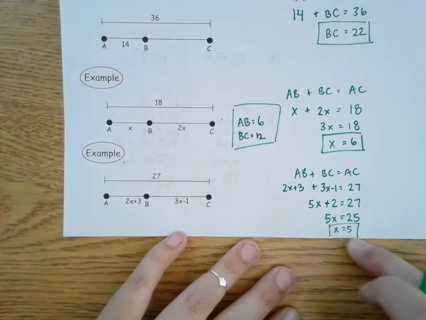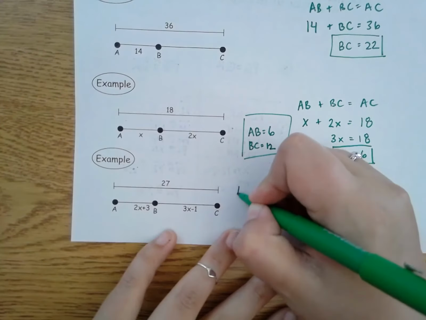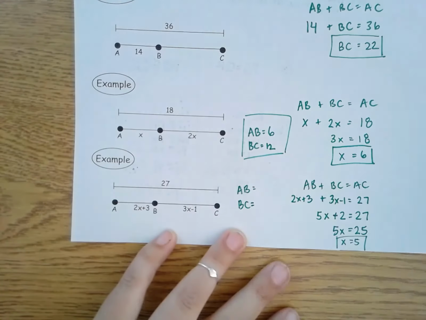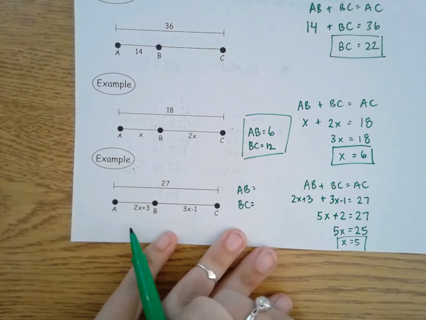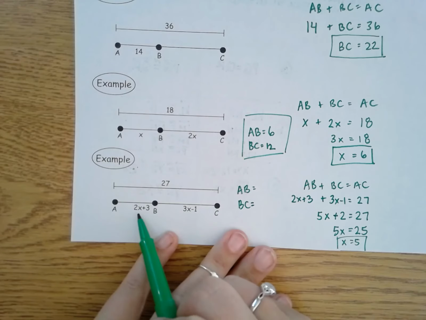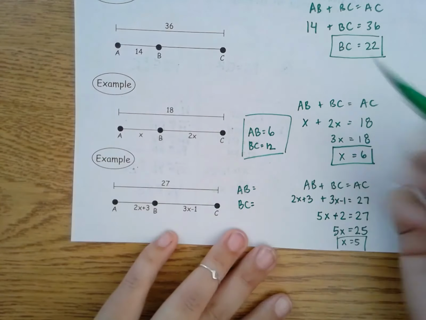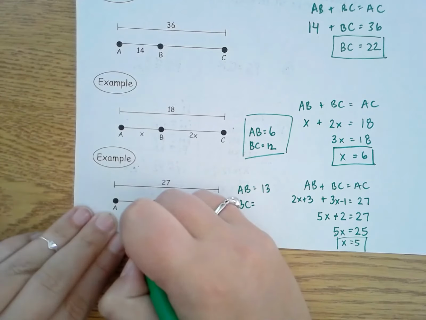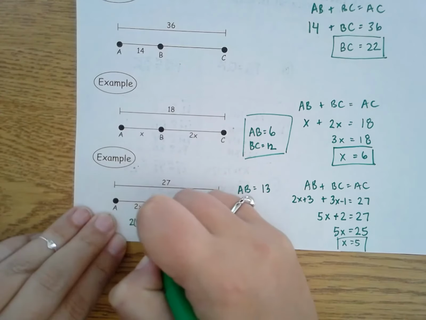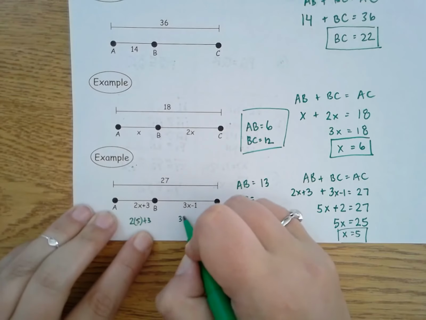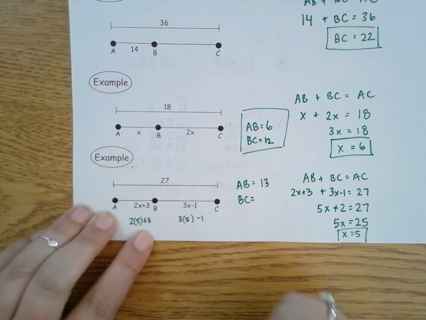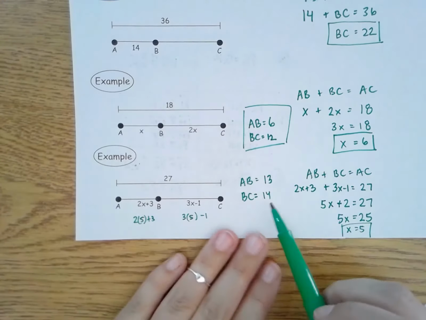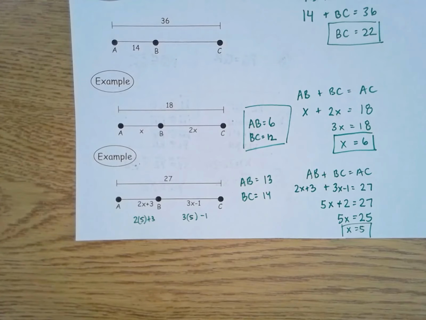So then, let's see, AB and BC we don't know. So AB is this part right here, right? So 2 times 5 is 10, plus 3 is 13. I could even make that marking here so I remember to do that. Right? And 3 times 5 minus 1. So 15 take away 1, 14. And then you can double check, right? Does 14 plus 13 equal 27? Yep, sweet.